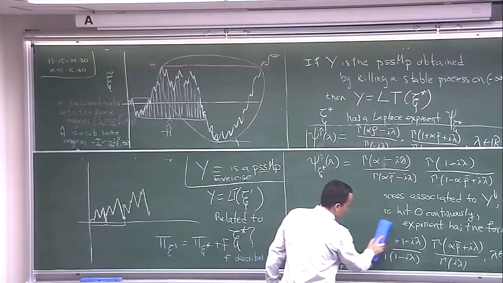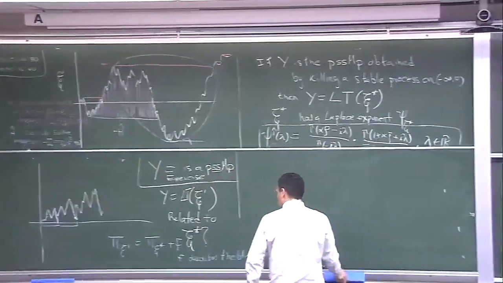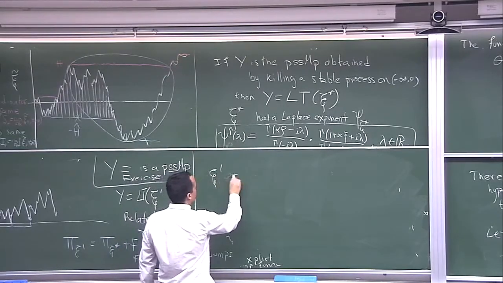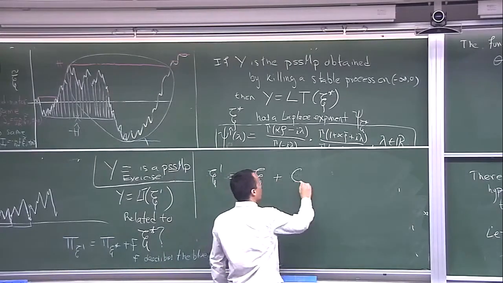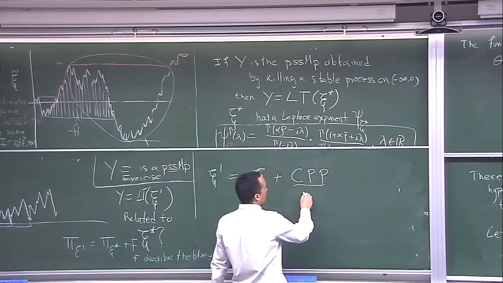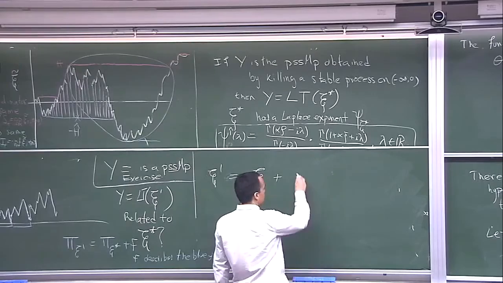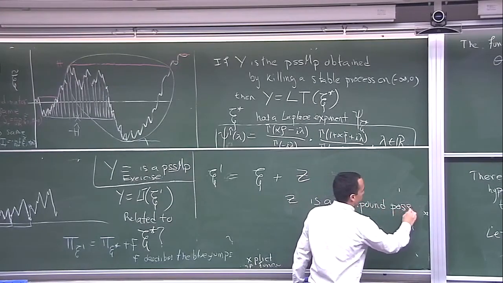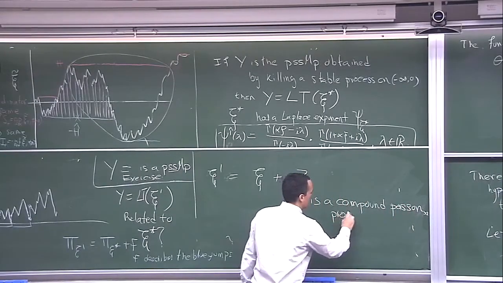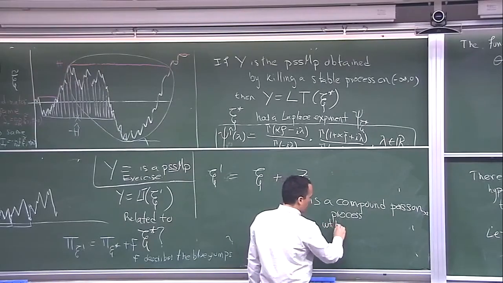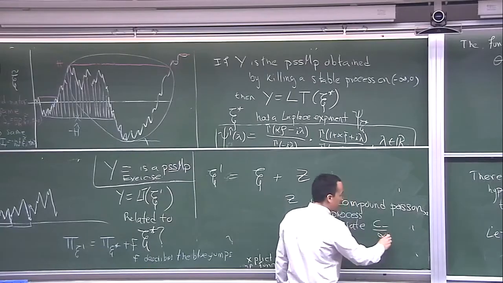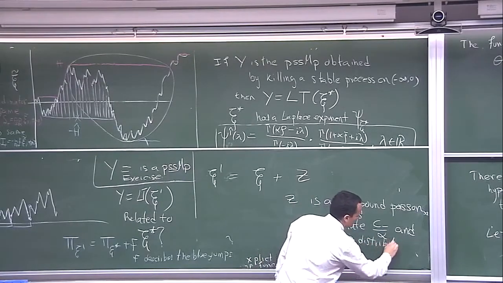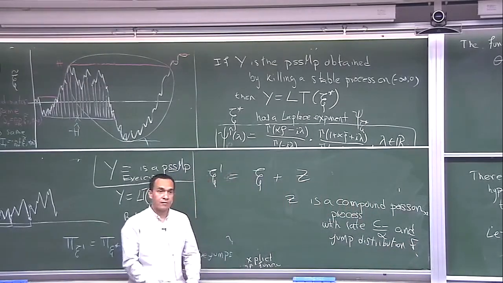In fact, what this is telling us is that psi prime is equal to psi plus a compound Poisson process, so let's call it plus C, where C is a compound Poisson process with rate C minus divided by alpha and jump distribution F. Okay, I'm not giving the explicit formula of F.